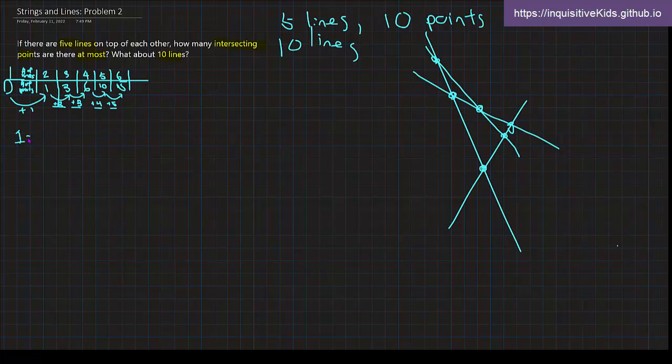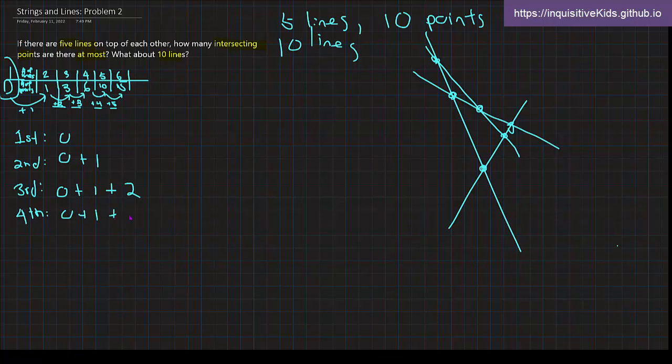So for the first term, I'll think of this as the first term. That would just be 0. That would be nothing. Well, for second, that's 0 plus 1. For the third term, that's 0 plus 1 plus 2. For the fourth term, it's 0 plus 1 plus 2 plus 3. Notice how I'm starting to create almost like a pyramid like this.